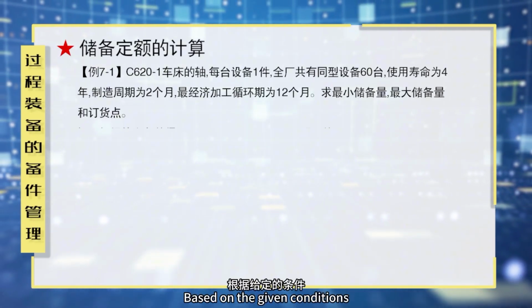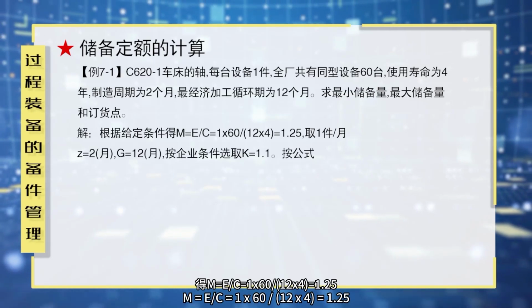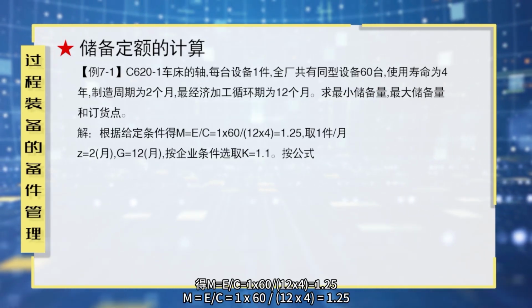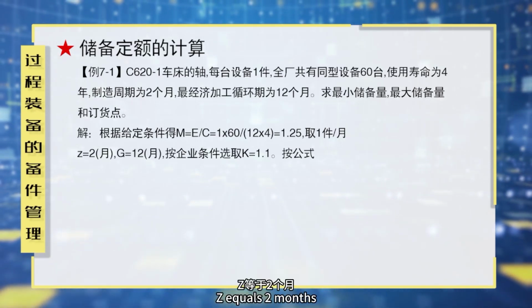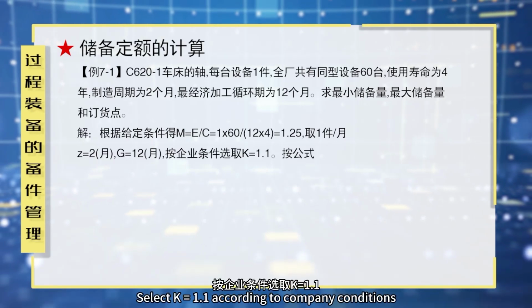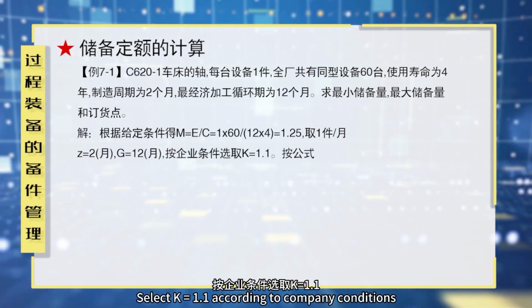Solution: based on the given conditions, M equals E divided by C equals 1 multiplied by 60 divided by 12 multiplied by 4 equals 1.25, take 1 unit per month. Z equals 2 months. G equals 12 months. Select K equals 1.1 according to company conditions.